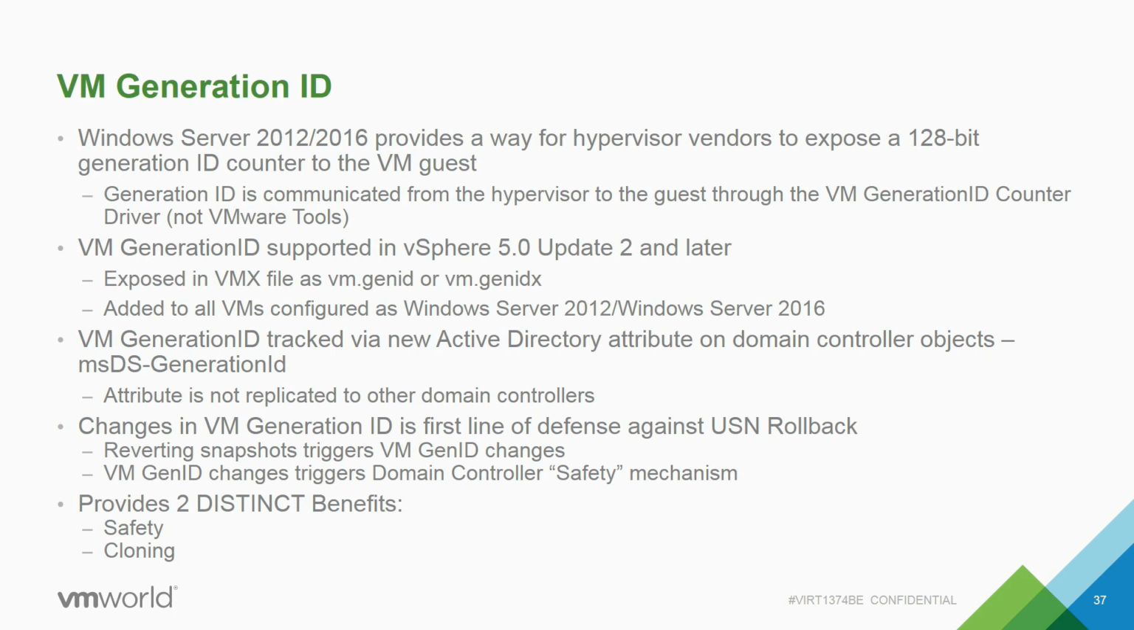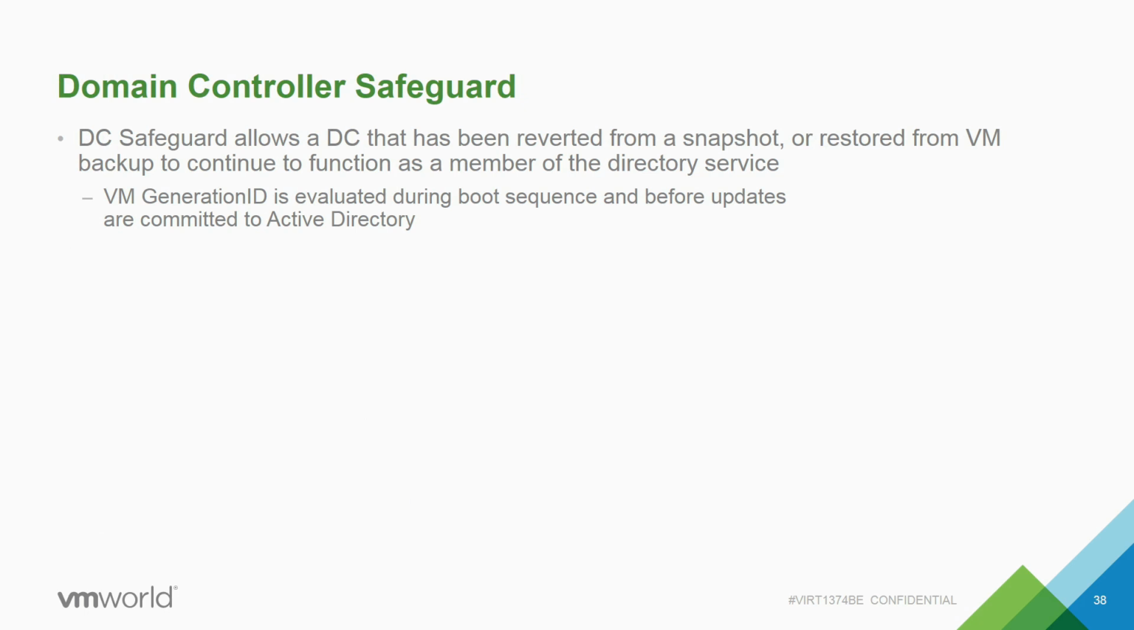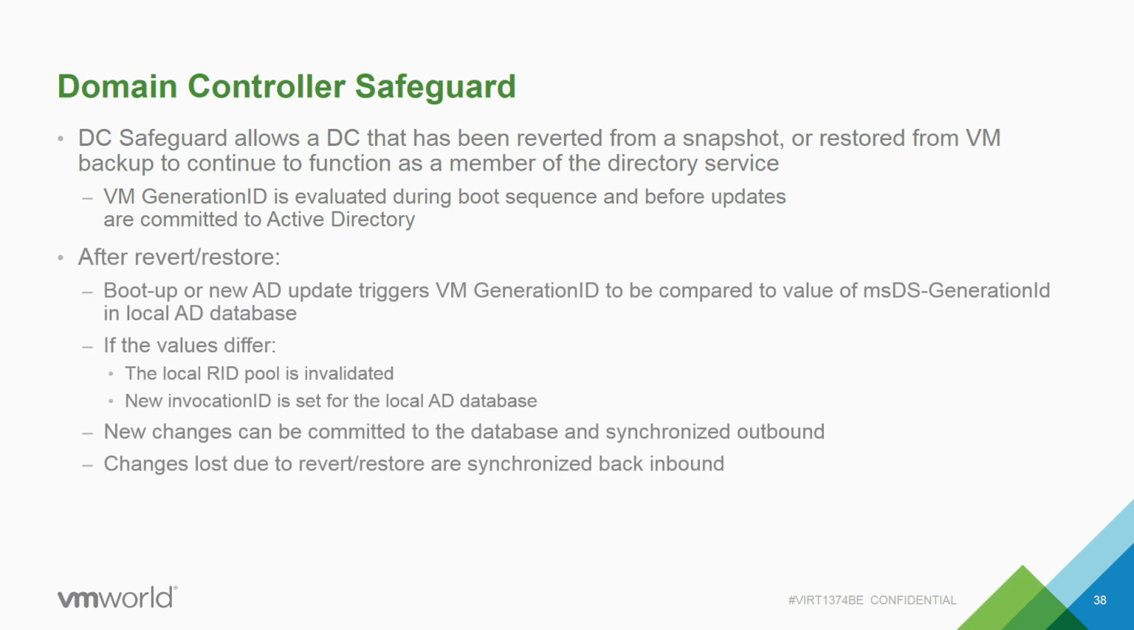That attribute is tracked. It's stored in a local copy of the Active Directory database on each domain controller, and that attribute is not replicated. You'll see why that's important in a second. So what happens is when you revert a snapshot, the virtual machine generation ID changes. And as soon as that happens, the safety feature kicks in that we're going to talk about. Now, it provides two different features. One is safety, one is cloning, but we're going to talk about safety first. That allows you to take a virtual machine domain controller that's been either reverted from a snapshot or restored from a backup and put it back into your domain without any issue like we saw before. It's generated when the virtual machine boots, and it's evaluated before the domain services start, so it knows not to try to replicate if something's happened. So here's essentially what happened, what we're going to try to show you. As soon as this happens, it's going to compare the generation ID to the local copy of that generation ID stored in the database.